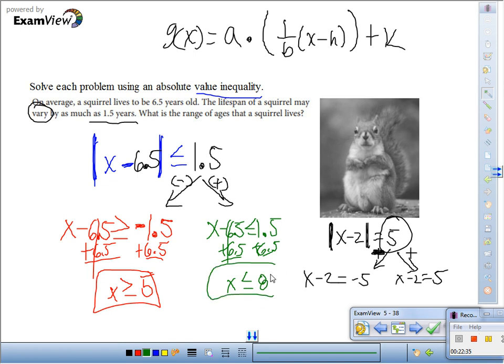Are they asking us to graph? No. Are they asking us to write domain and range? No. But they're asking us to write a statement to answer the question. What does it say? What is the range of ages that a squirrel lives? Write it by yourself in your own words, and then we'll share it.